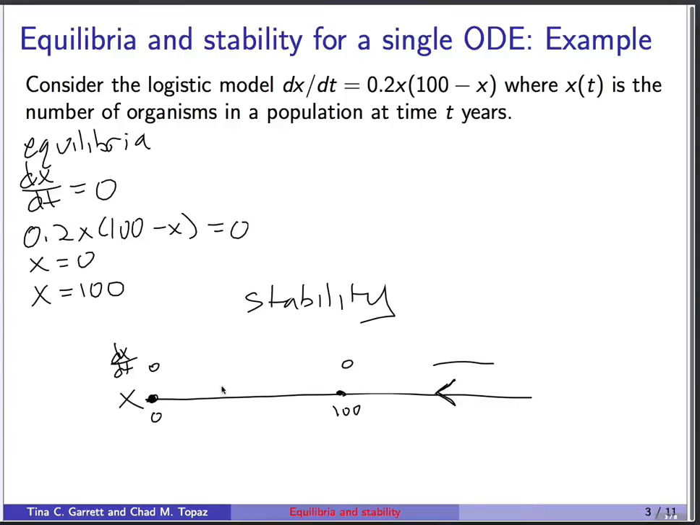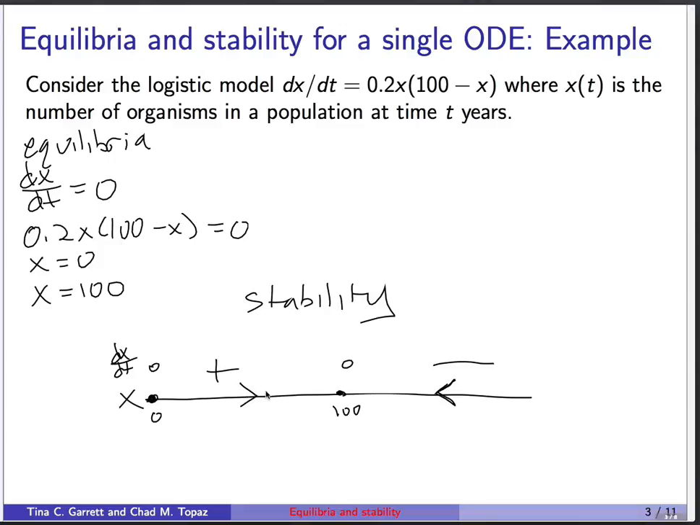Okay, let's try in between here. You can pick a point in this region, say 50. 100 minus 50 is positive. 0.2 times 50 is positive. So dx/dt will end up being positive in this region. And so I'm going to draw a right arrow, because if x happened to have a value in here, then dx/dt would be positive, the population would want to increase under the rules of the differential equation, and you'd want to move to the right along this number line.